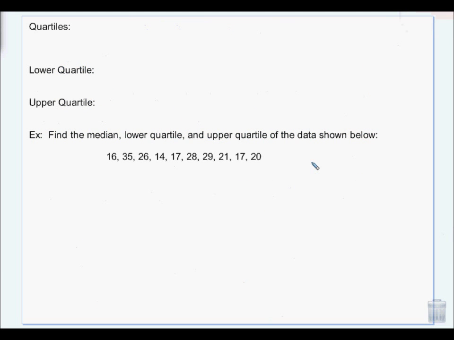Okay. Quartiles. Remind you of any words that you know really well, like maybe quarter? And how many quarters are in a dollar? 4. Yeah. So we've got quartiles. They separate your data into 4 parts.